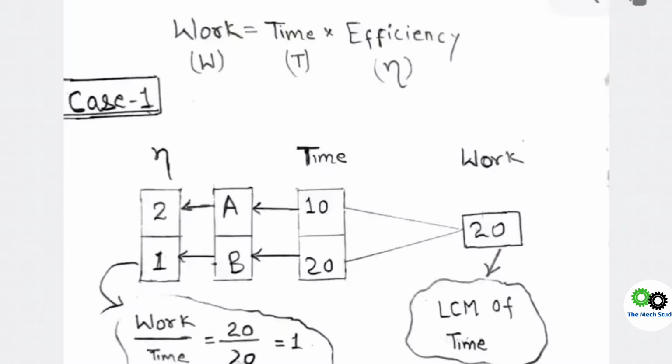So basically work is equivalent to time into efficiency. This is the standard formula which is applicable for almost all the conventional methods to solve a particular work and time question. There are a few cases which I have mentioned over here. For the first case, they have given a question like there is person A and person B. A takes a total time of 10 days and B takes 20 days to do the same work. And to calculate the work, you need to take the LCM of 10 and 20, which is 20, which I have mentioned over here as well.